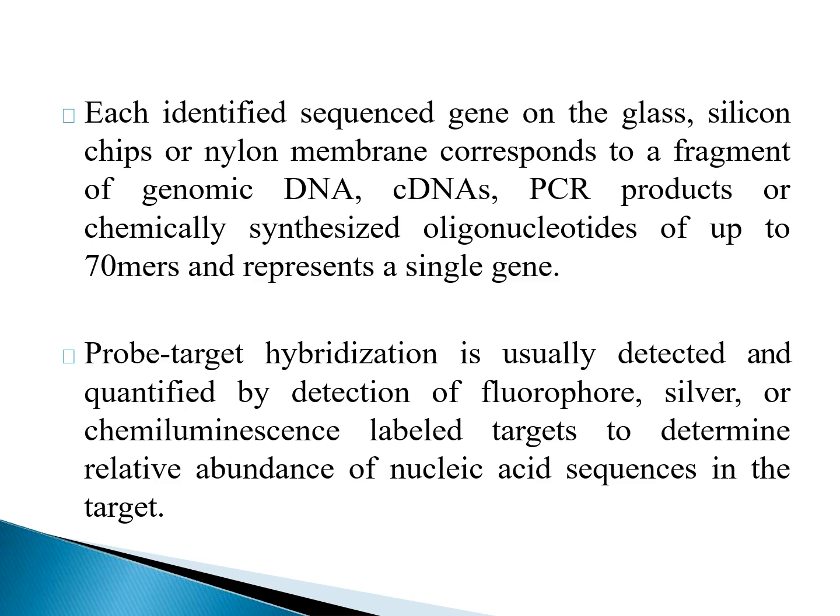Then the probe target hybridization is detected. Now in this case, the target DNA, which is isolated from the sample, is actually labeled with some kind of fluorescent dye or other reporter molecule. So this probe target hybridization is usually detected and quantified by detection of fluorophore, silver, or chemiluminescence labeled targets to determine the relative abundance of nucleic acid sequences present in the target.